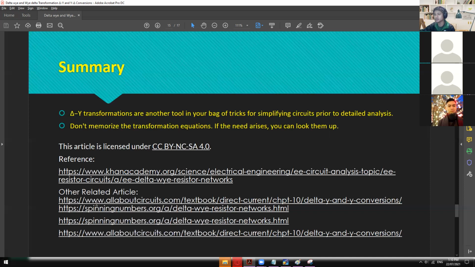So number one is www.allaboutcircuits. We have Spinning Numbers, another Spinning Numbers. Parang naulit to ah. Naulit lang yata. Delta to Y resistor networks. Yan, naulit nga lang. So na double paste ko yata. And then the last one is, bakit parang naulit ko rin yata to? Direct Current Chapter 10 delta to Y. Ay, naulit ko lang. Okay, there's only two related articles, the All About Circuits and then the Spinning Numbers. Okay, so just check those websites.